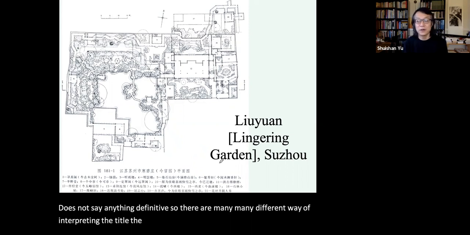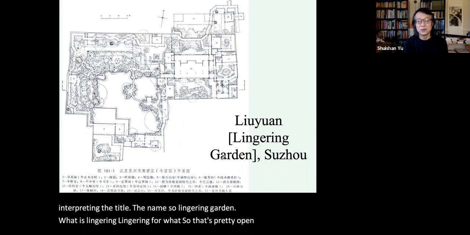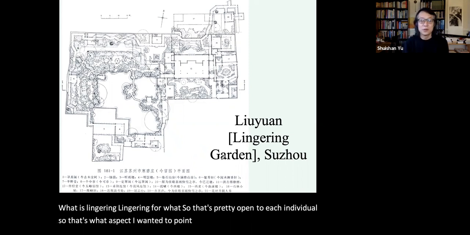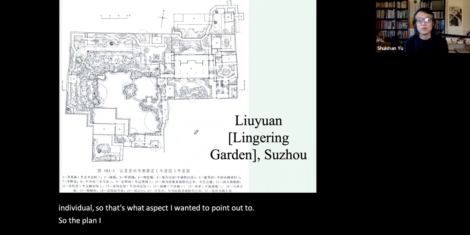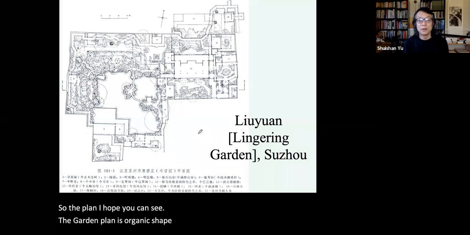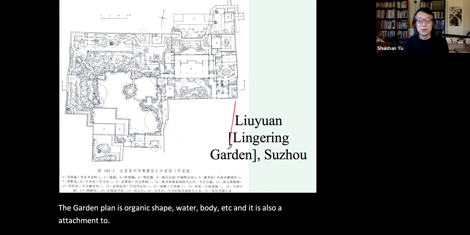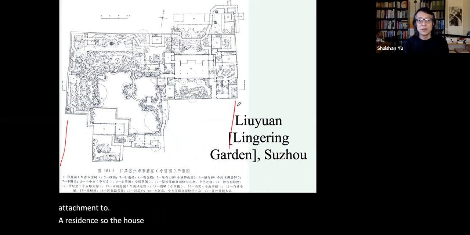So, lingering garden. What is lingering? Lingering for what? That's pretty open to each individual. So that's one aspect I wanted to point out. As for the plan, I hope you can see the garden plan. It's an organic shape with a water body, etc. And it is also attached to a residence. The house is located to the south of the garden.